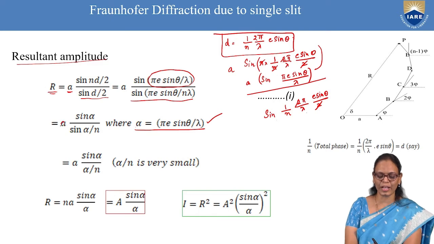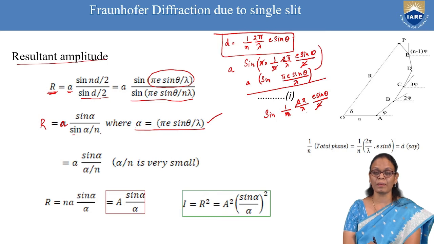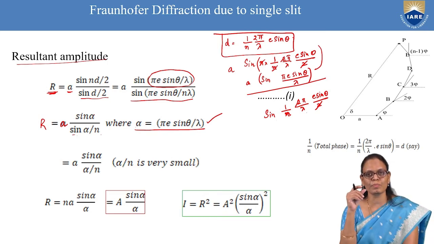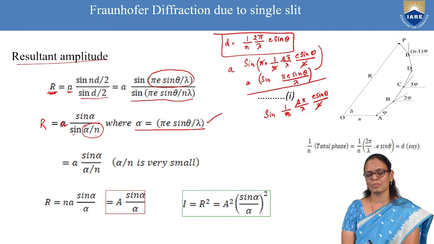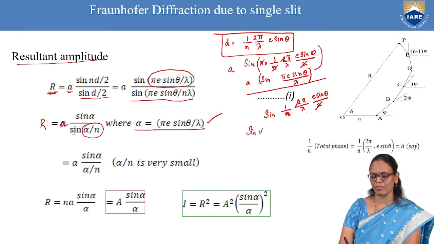So in the numerator what we have? A sin α, and in the denominator sin(α/n), because in the denominator we have n here. So the resultant amplitude is given by A sin α upon sin(α/n). We know that the width of the slit is very small, and we are dividing it into n small slits. So the value of α/n is very small. Alpha is small, α/n will be very small. Whenever we have small angles, sin α is equal to α. So here sin(α/n) will be equal to α/n.